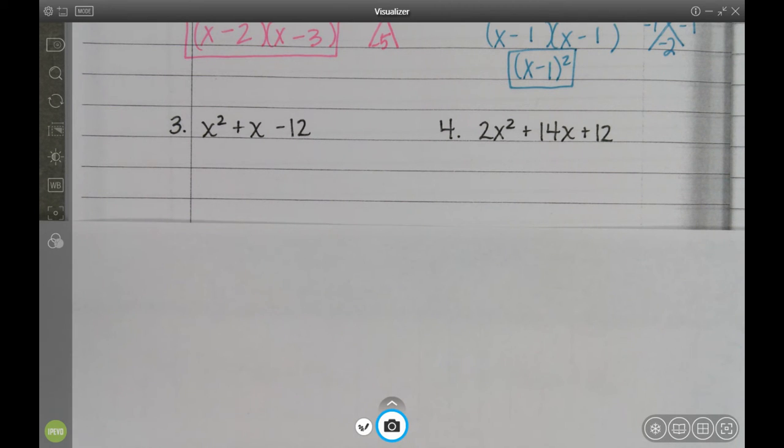There's 3 and 4. What do you notice about number 4? There's a number in front of the x squared. Oh, can you do something with that number on this problem? Yeah. What is it? GCF. It's your GCF, your greatest common factor. So take out the GCF first, then factor it as normal.